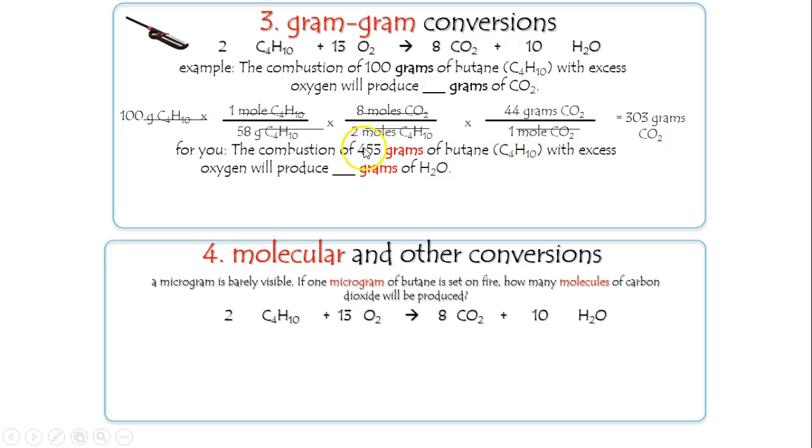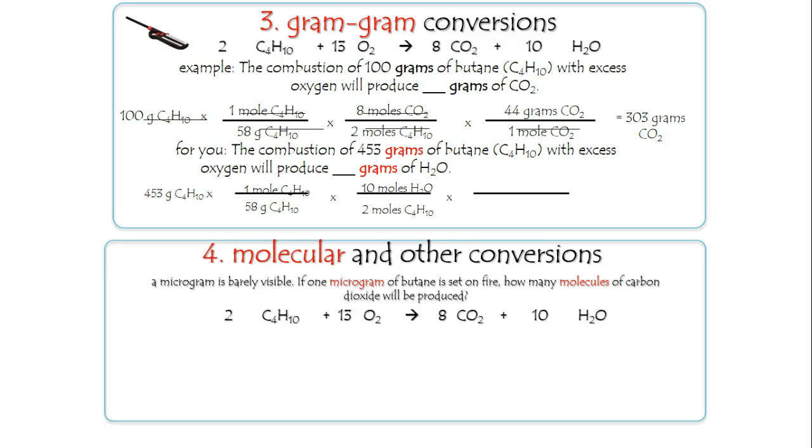This time we're starting with 453 grams, that's a pound by the way, of butane, and we want to know how much water it will produce. So be careful to go where you need to go. Practice this one on your own if you like. Start with what you're given. Recognize it's a 3-step conversion. And in this case, work your way from grams of butane to moles of butane.